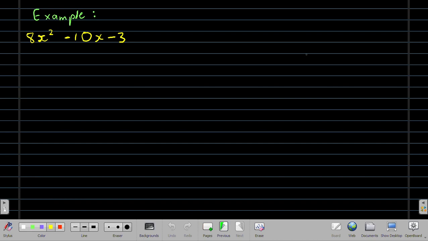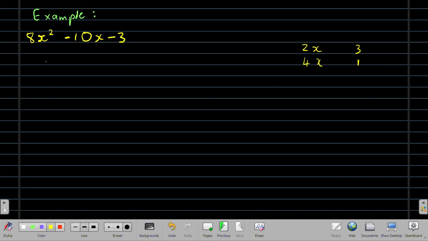Unlike before, we're going to actually have multiple iterations of this. It's either going to be 1 and 8, or 2 and 4. So for now, let's just try 2 and 4 and see if it gives us something. So we use 2x and we use 4x. Here minus 3, so that's going to be a 3 and a 1.